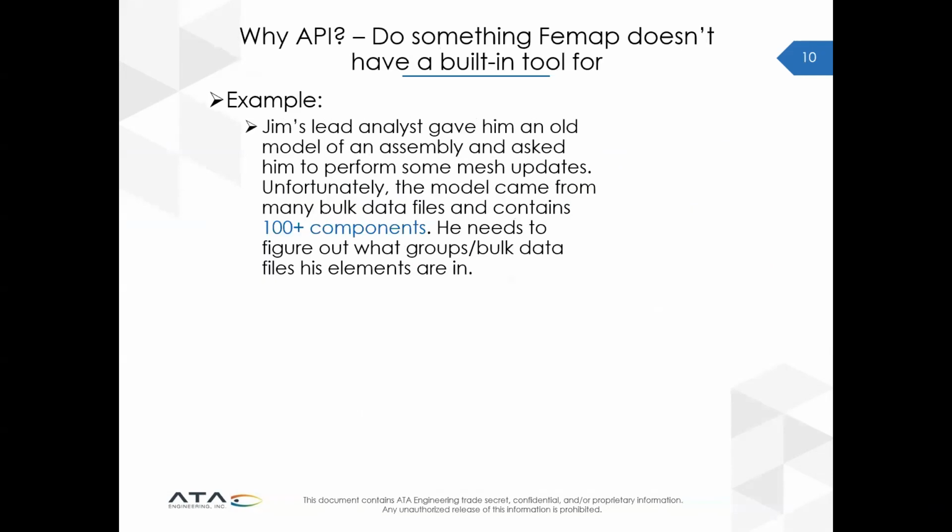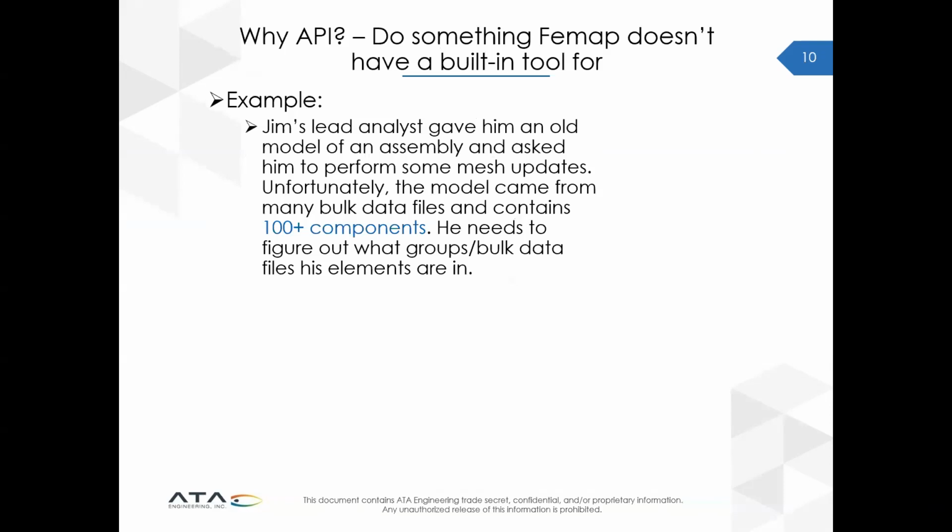So let's look at another example of why you might want to write an API. Jim's lead analyst gave him this old model. It's an assembly with 100 BDF files attached. And so when he brings the stat file in, he gets all these groups. He can't find anything. That's a pretty common problem that we see a lot.